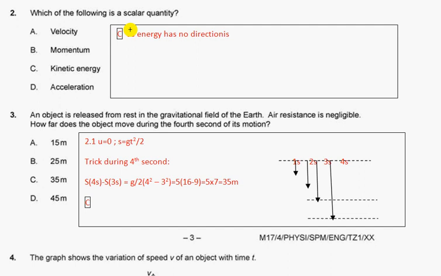Question 2. Which of the following is a scalar quantity? Answer is C. Kinetic energy, as all energies have no direction, so it is scalar.